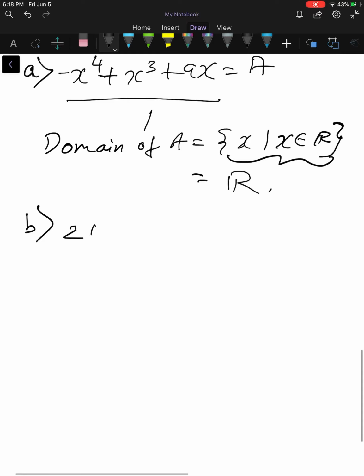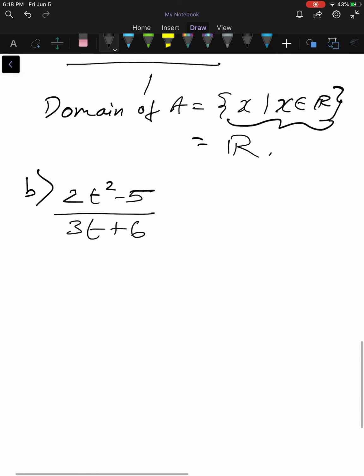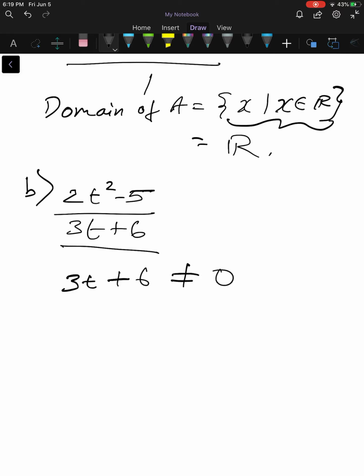Next example: 2t square minus 5 divided by 3t plus 6. This is a proper rational expression, where we have a denominator. So we should avoid the case where the denominator becomes 0. That means 3t plus 6 should not be 0. Think of this number operated with 6. What gives you 0? It is negative 6.